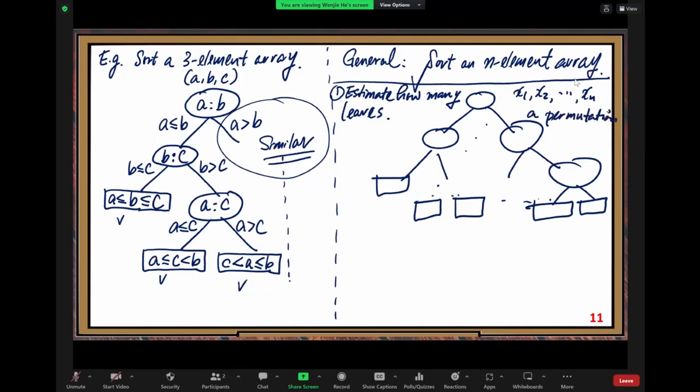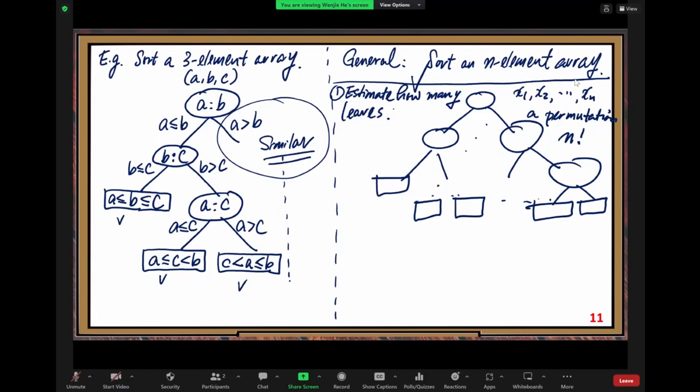Yeah, so the permutation concept from your discrete math. Okay? All right. So how many permutations do you have with n different elements? Here we assume these n elements are distinct values. Yeah. So the answer is n factorial. Okay, all right. So that means here, estimated how many leaves.